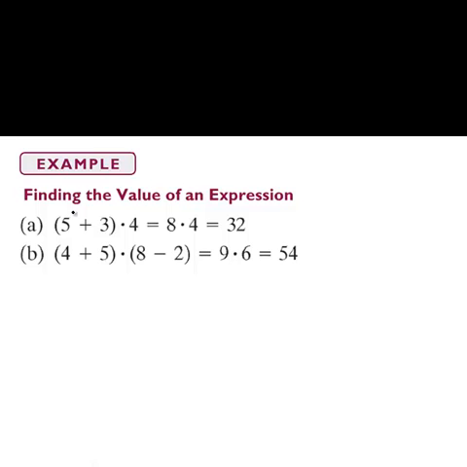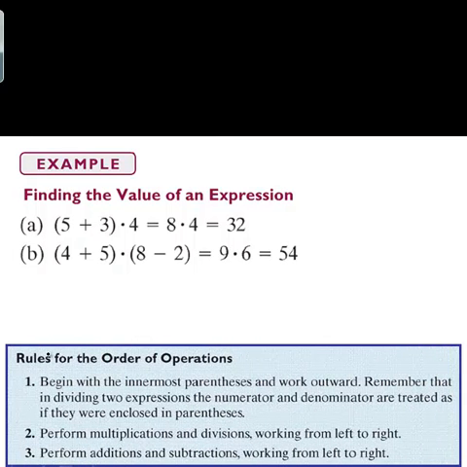Now, if you have grouping symbols like parentheses, then you will find the value of the expression within the parentheses first, and then carry out what's outside the parentheses. So here, for this first example, you'll do 5 plus 3 is 8, and then 8 times 4 is 32. The second example here, we have 4 plus 5 is 9, 8 minus 2 is 6, then we have 9 times 6 is 54.